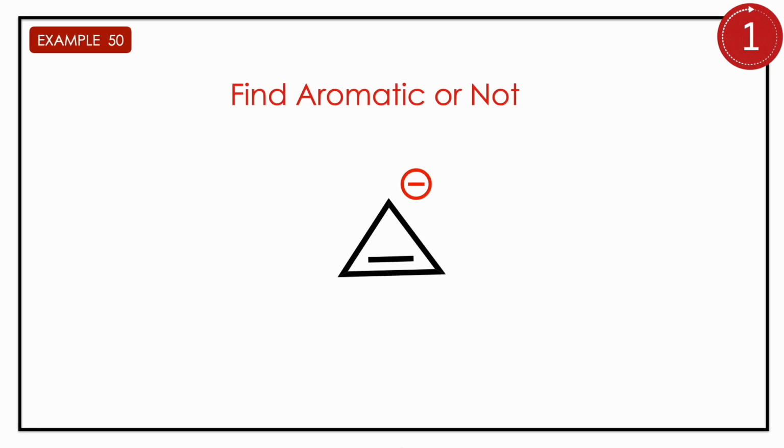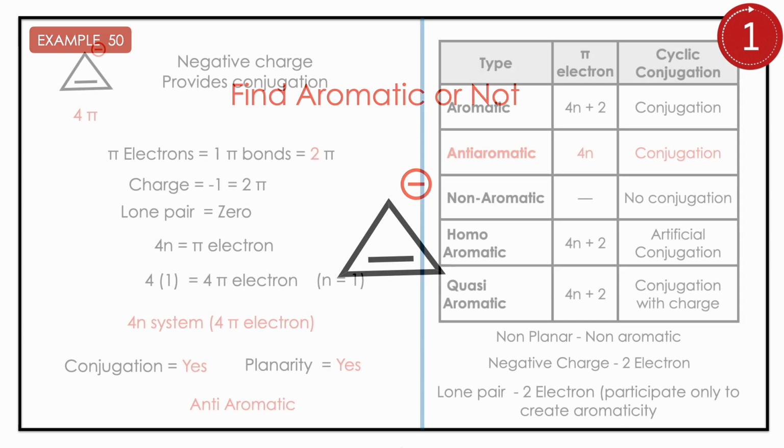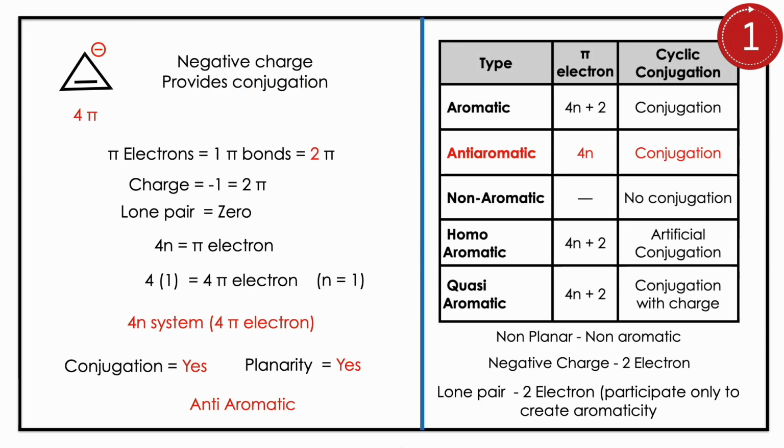Then the next example, you have the cyclopropenyl anion. You should find whether it is aromatic or not. Here you have a negative charge. Negative charge helps with conjugation and delocalization. So the negative charge you have to account for.